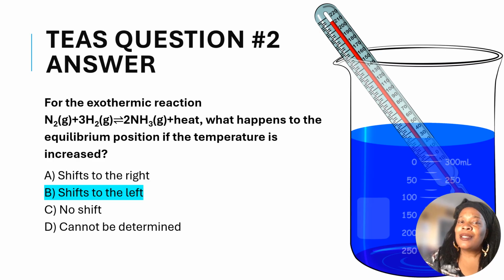And then finally, D, cannot be determined. Well, we know this is incorrect because the effect of temperature changes on equilibrium in exothermic and endothermic reactions is well understood, okay? And so for an exothermic reaction, increasing the temperature always causes a shift towards the reactants, which is on the left side in this particular example.